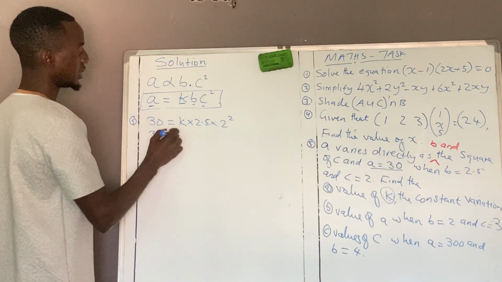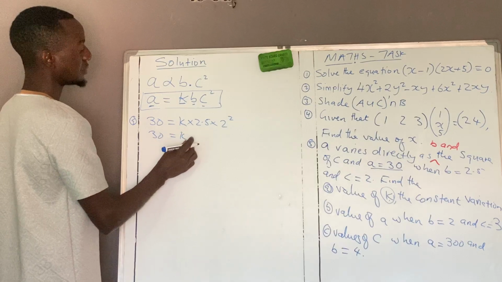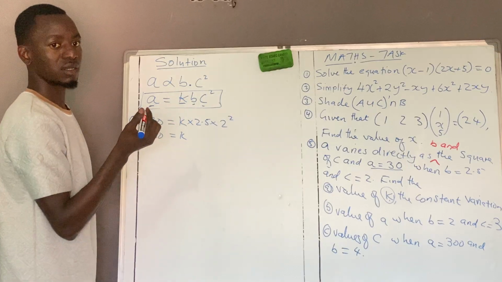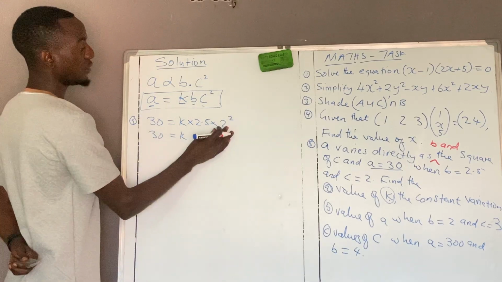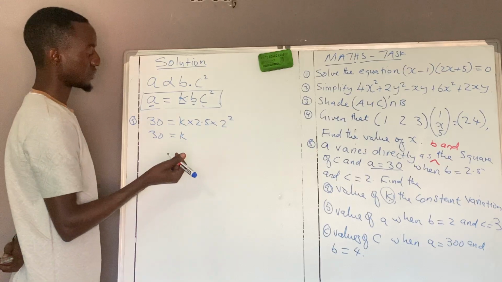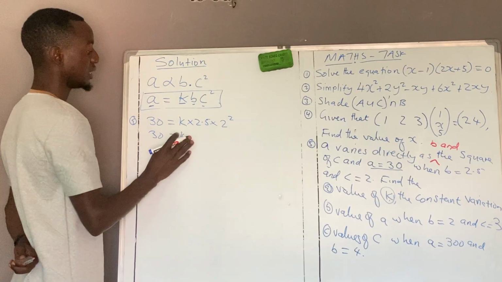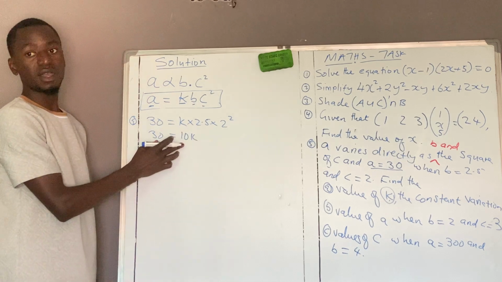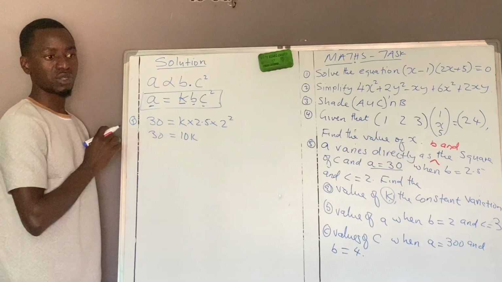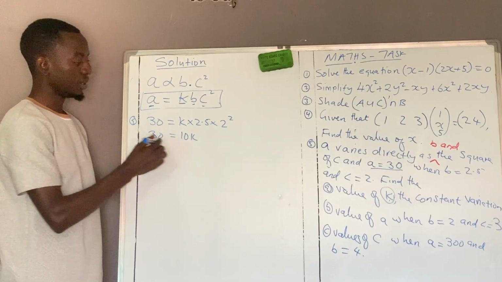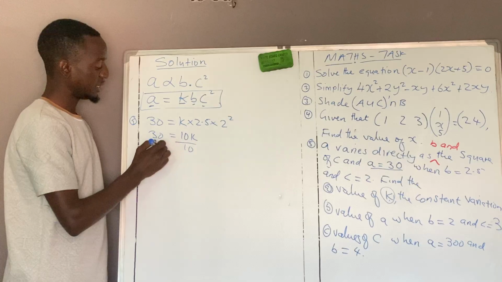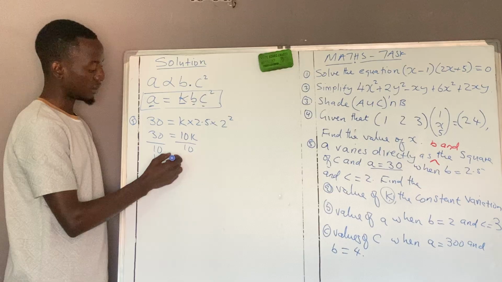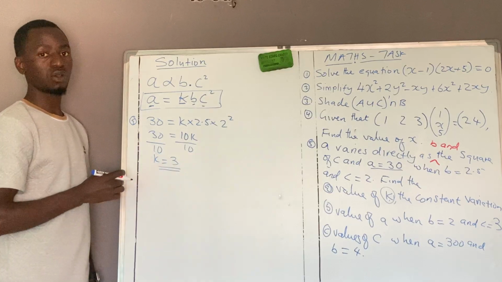So 30 is equal to K times 2 squared. What is 2 squared? 2 squared is 4. Then 4 times 2.5 is 10. So we have 10 K. We are looking for K. So what do we do? Divide by 10 over 10. So our K is equal to what? 3. So this is the value of K.